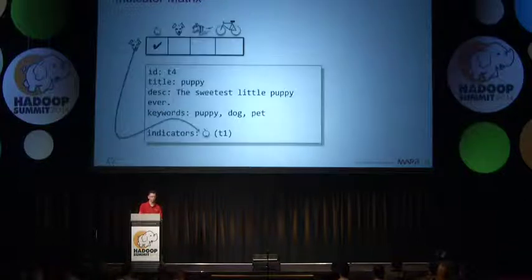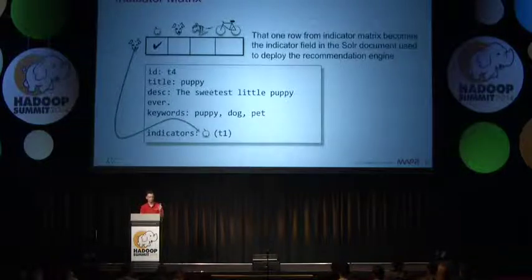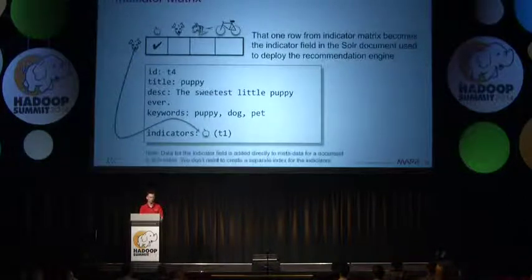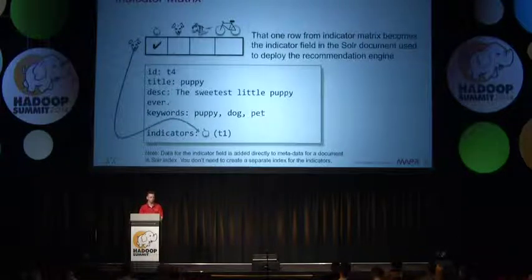And essentially, if you look at a certain document that Solr indexes, this one row from the indicator matrix becomes part of the indicator field, so you can directly update that Solr document that you have, where you have all the other metadata about the puppy, description, keywords, and so on, adding this one indicator that comes from the co-occurrence matrix.